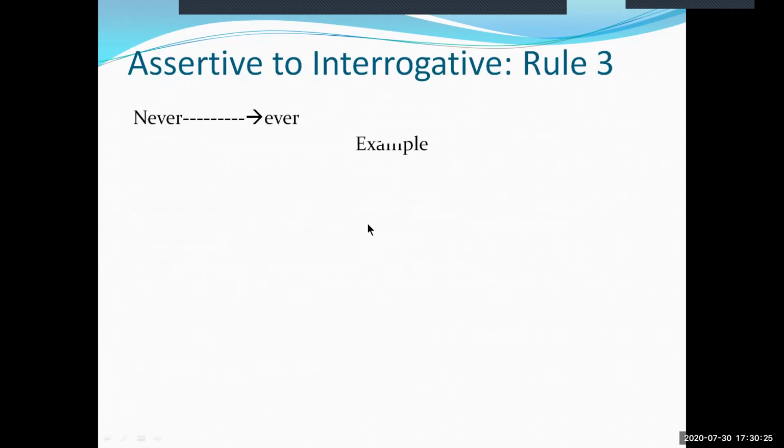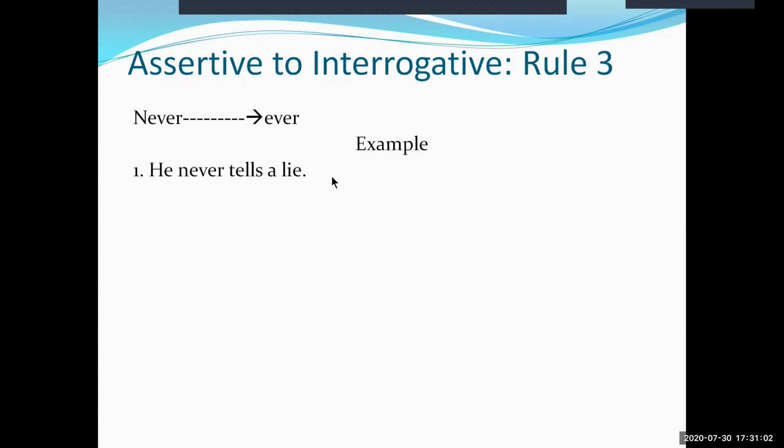Rule number 3 states that if there is the negative word never in any sentence, then we need to make that sentence interrogative by replacing the negative word never with the affirmative word ever. So never is replaced by the word ever. So instead of never, we use ever in the interrogative sentence. And other points that I told you in rules 1 and 2 are retained.